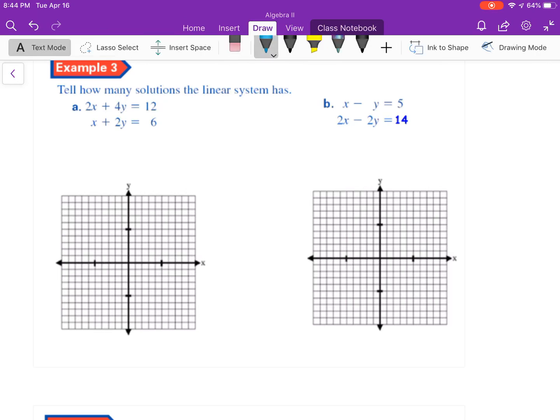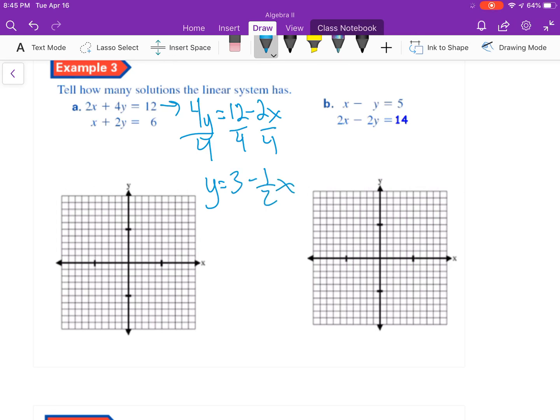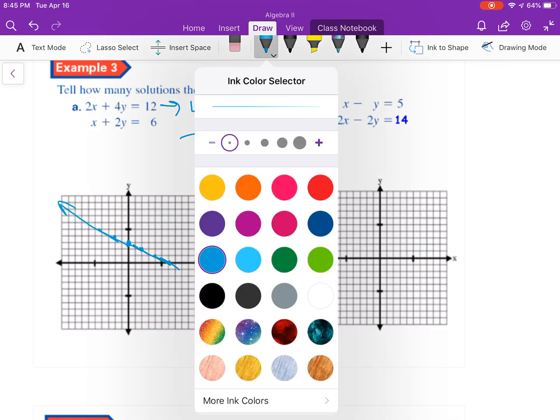Okay, same idea. This time I'm going to try slope intercept form. So I'm going to take this one and get 4y by itself. I'll subtract the 2x, divide by 4, and I get y is equal to 3 minus 1/2 x. So I'll start off at 3, and go down 1 over 2, down 1 over 2, down 1 over 2. Or I could go up 1 and to the left 2. That should be good enough to get that line.